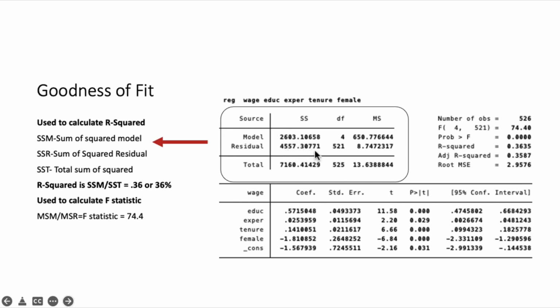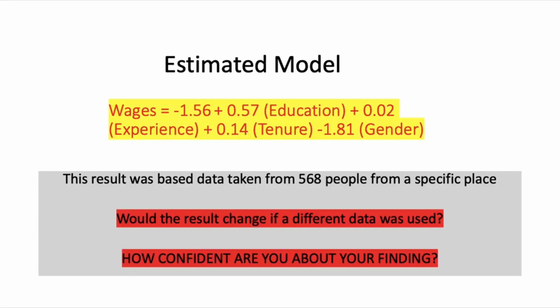Your model is unable to explain this portion. So if you want to figure out how good your model is, you divide how much your model is explaining out of the total variation in the wages, or the dependent variable, and that gives you a value of 36.35%, so 36% as your R square.